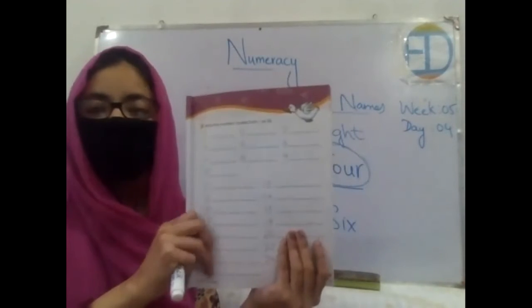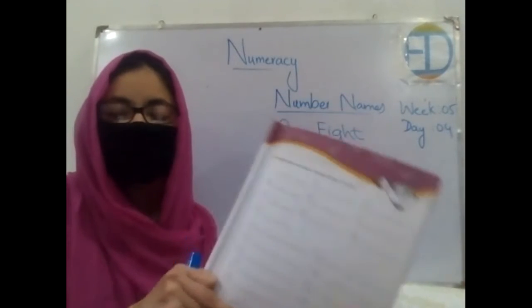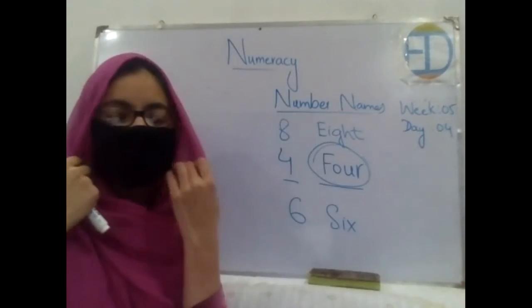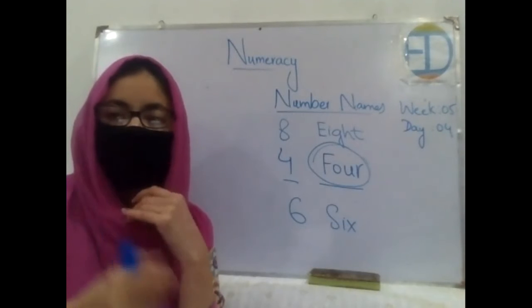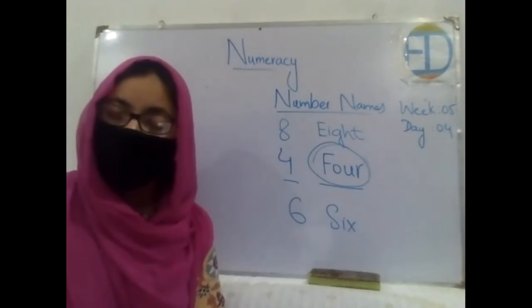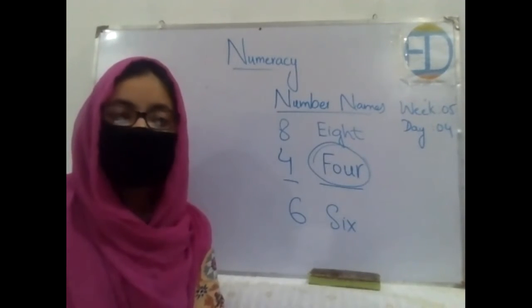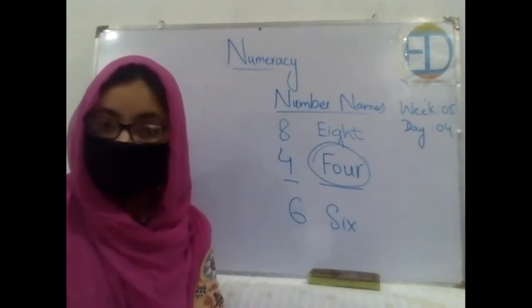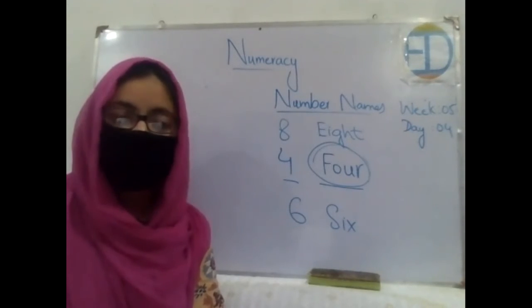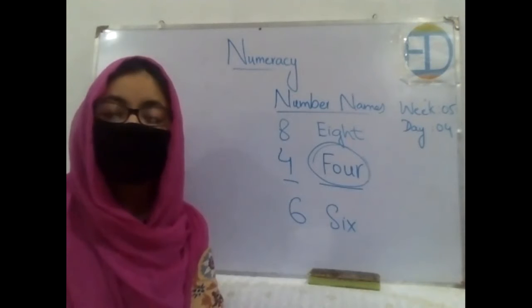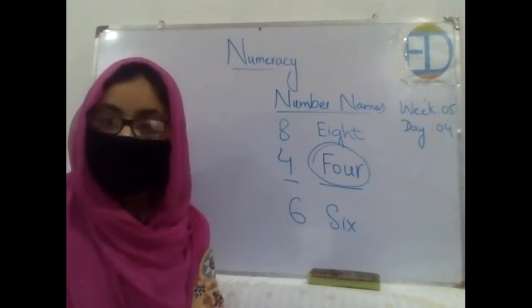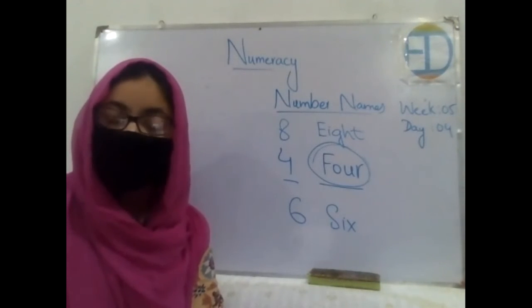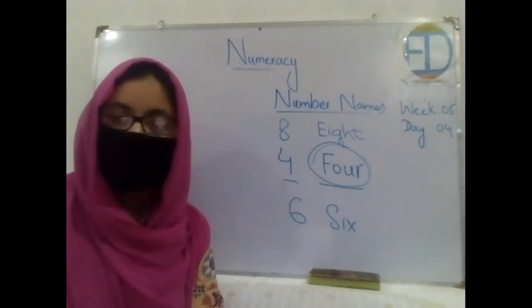Okay, so who is going to tell me the spellings of 1? Yes. Okay, Sarah raised her hand first. Yes, Sarah. ONE 1. Excellent. Who is going to tell me the spellings of 2? Yes, Ahmed. TWO 2. Very well done. Yes, Ali. 3. THREE 3. Very well done.